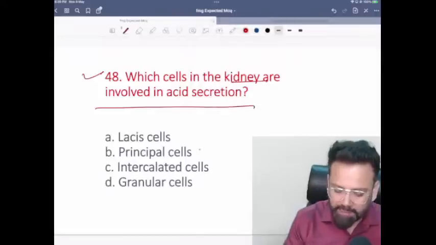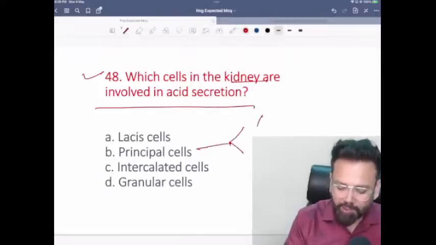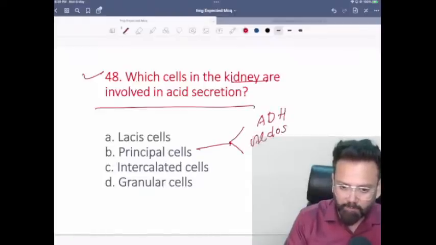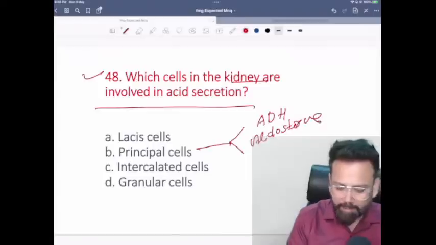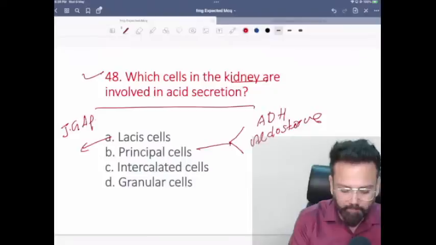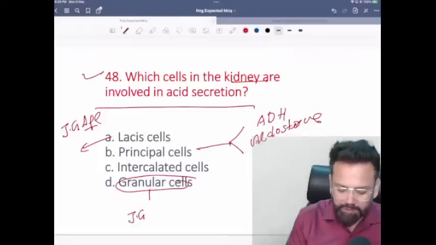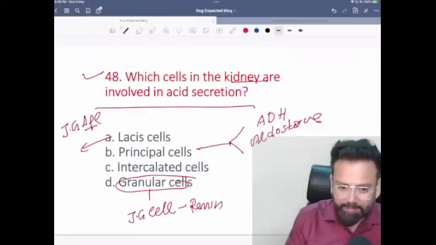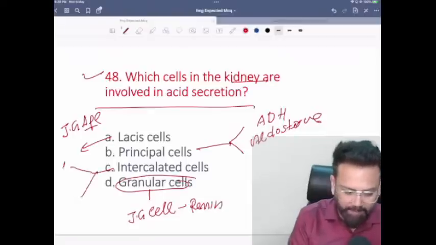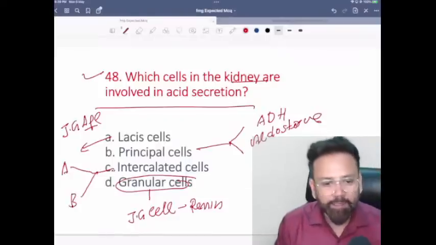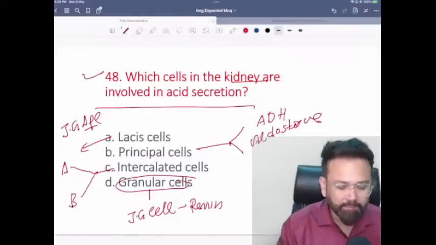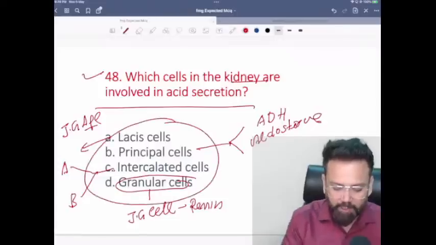Very good, doctor. Principal cell is for action of ADH and action of aldosterone. Lacis cells are component of JG apparatus. Granular cells are the other name for JG cell, which release renin. And intercalated cells are of two types, A cell and B cell. A cell secrete acid, B cell secrete base. All these cells are important for your exam.